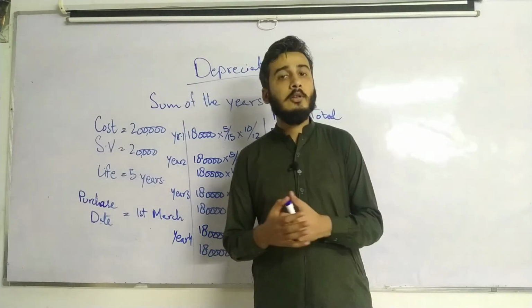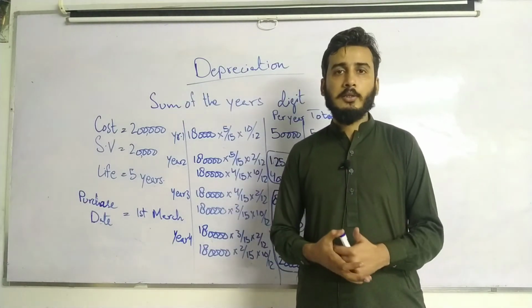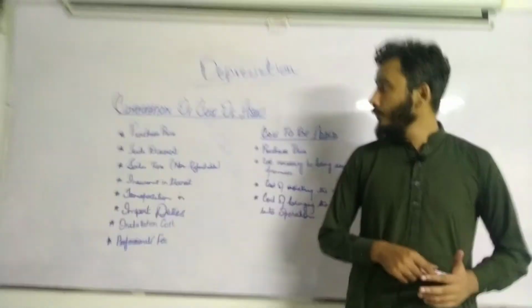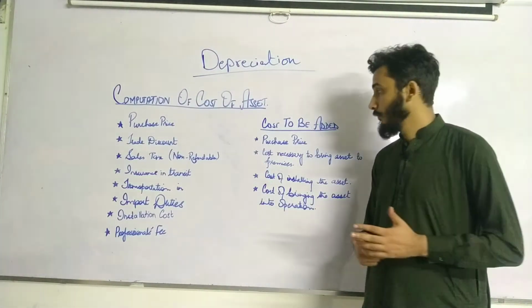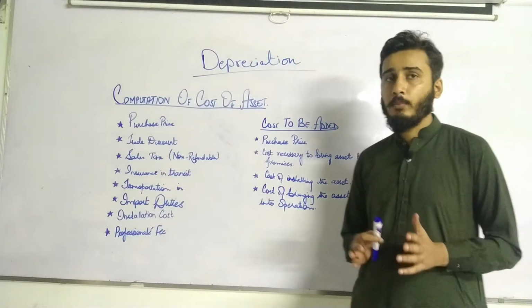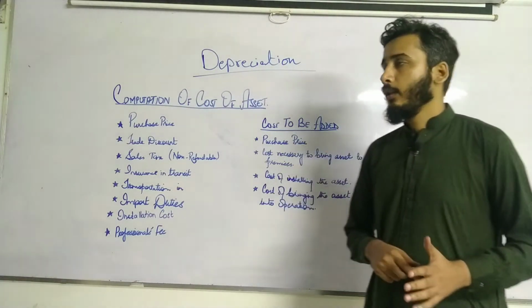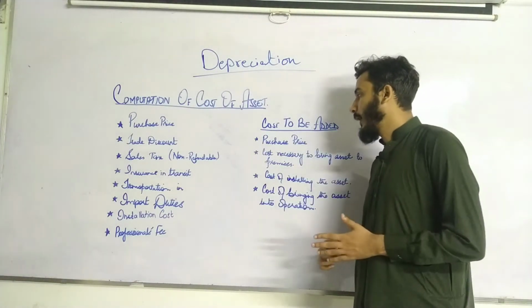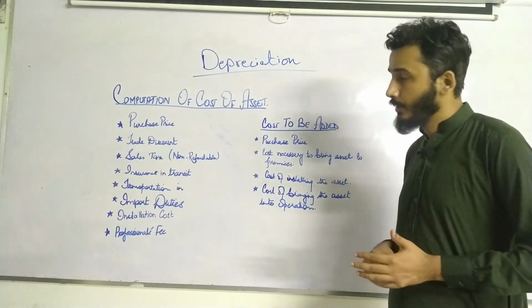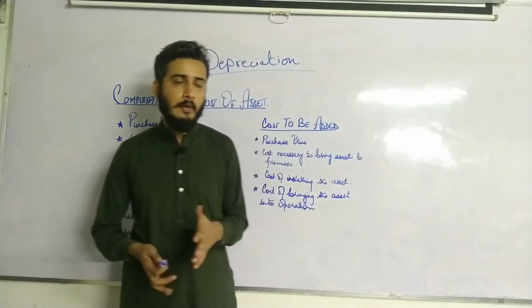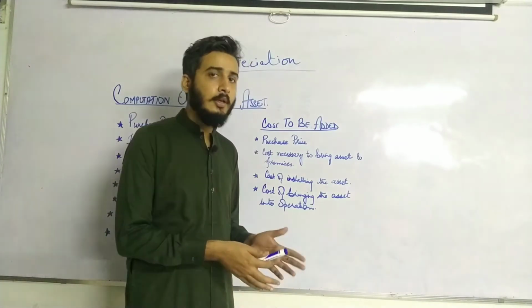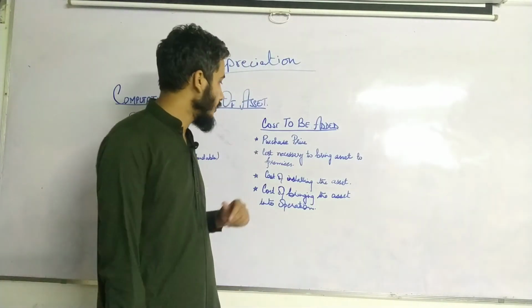Now moving forward to the cost calculation of an asset. Okay, let us move to the next topic, how to calculate the cost of any asset. Firstly, you have to keep 4 points in your mind, that is, what costs are to be added. Number 1 is purchase price. Obviously, you have to consider the purchase price while calculating the cost of an asset.